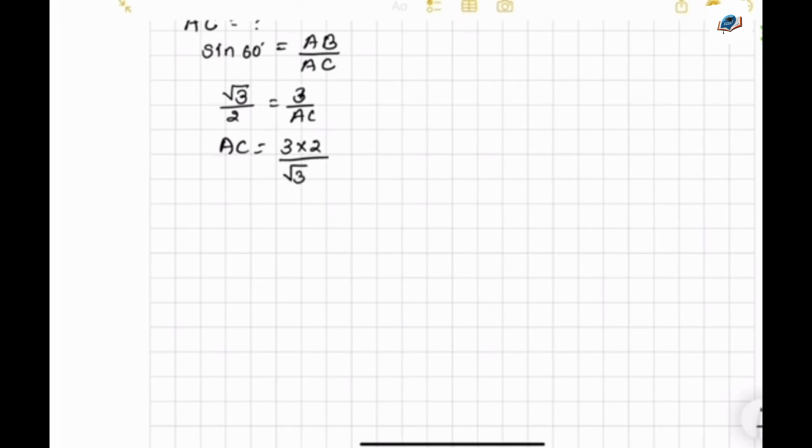So therefore I can say lengths of slides are 3 meter and 2 root 3 meter.